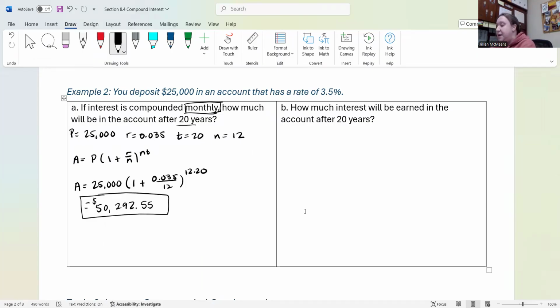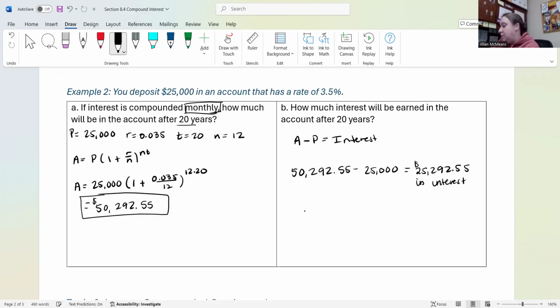Okay. Now, part B again says the same thing. How much interest will be earned in that account after 20 years? So all we have to do is take the future value and subtract the present value, and that gives us the interest. Okay. Well, the future value is $50,292.55. The present value, or the principal that we started with, was $25,000. When we subtract those, we get $25,292.55 in interest.